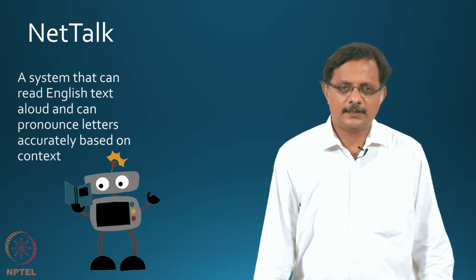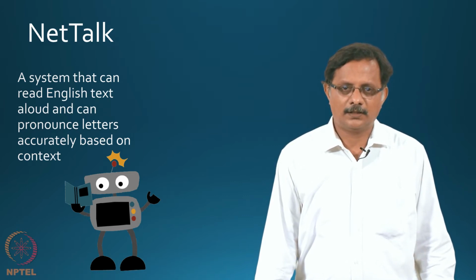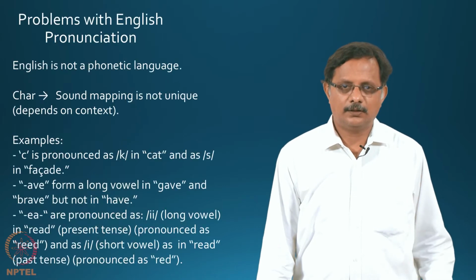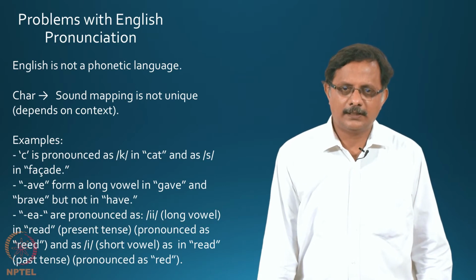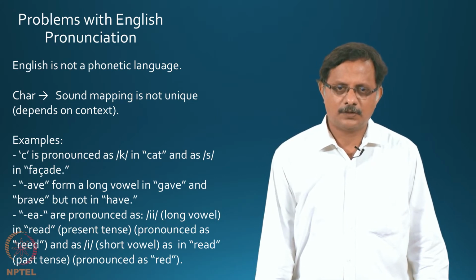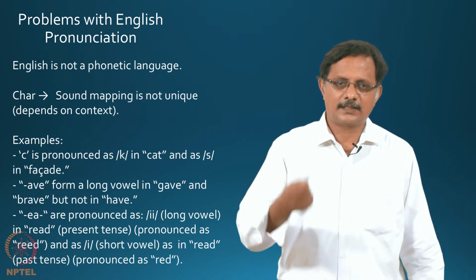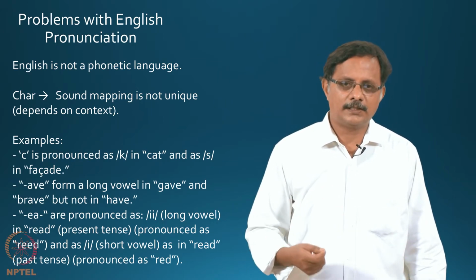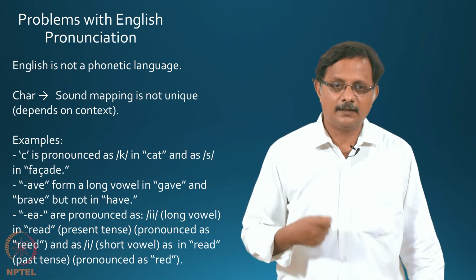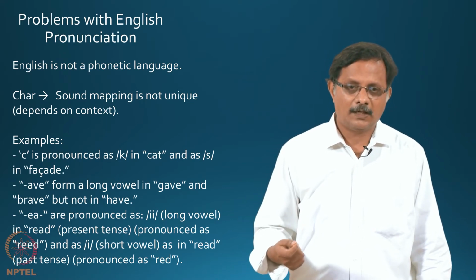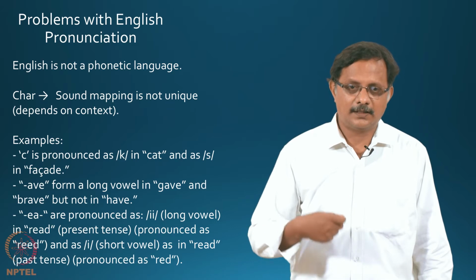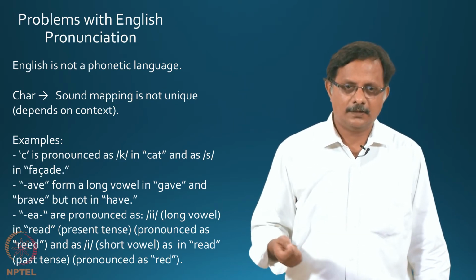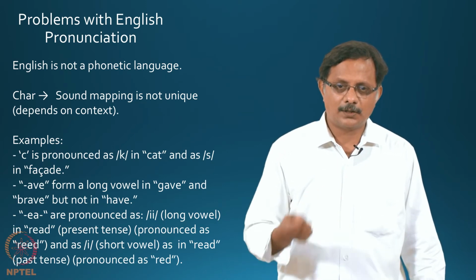NetTalk is basically a system that can read English text aloud, so that it can pronounce letters accurately based on context. Pronunciation, particularly in English, is a bit of a challenge, because the mapping between the character and sound is non-unique. It depends on the context, because English is alphabetical and not an alpha-syllabic language. For example, Indian languages are alpha-syllabic. There is a much more unique mapping between character and its pronunciation, whereas in English pronunciation of a character depends a lot on the context.